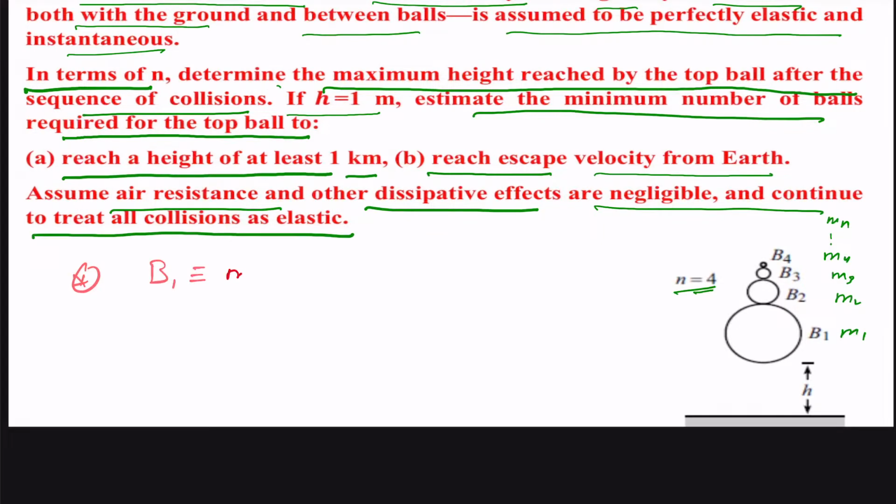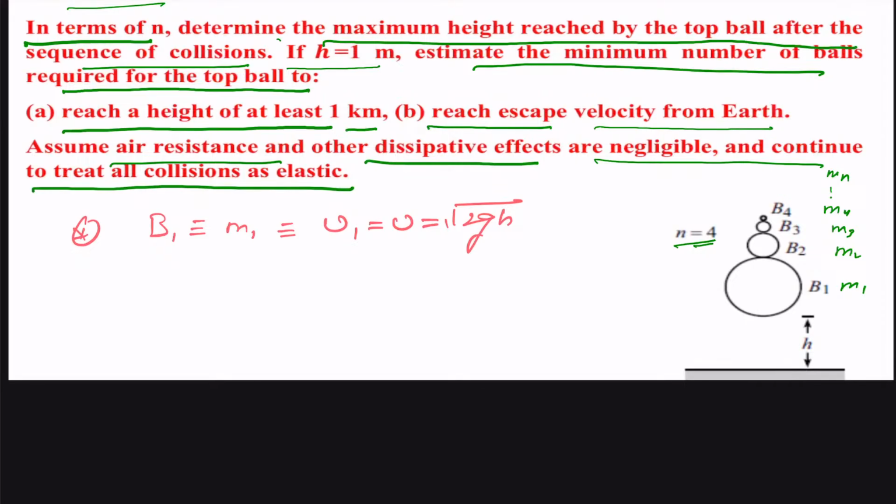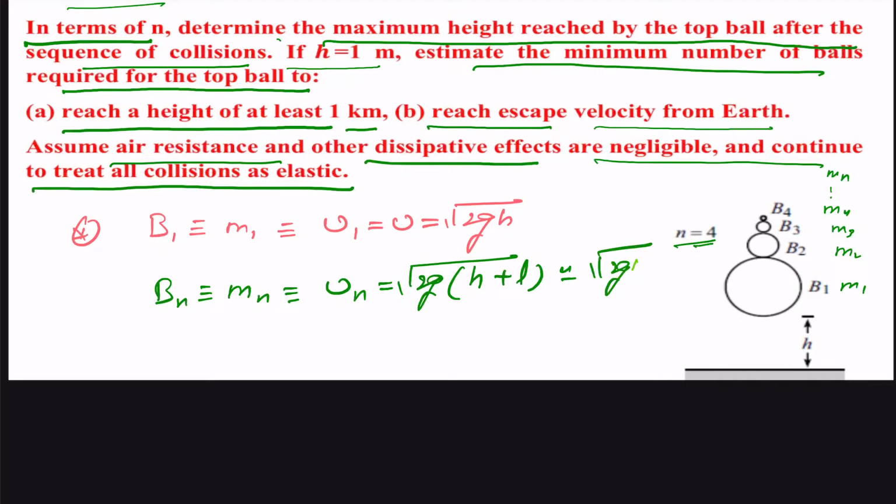We already know that the velocity of B1, whose mass is m1, just before collision, we can say v1 is equal to v, and that is equal to the square root of 2gh. And our top ball, that is bn, its mass is mn. Let us suppose its velocity is vn, and by the same principle it will be the square root of 2(h plus l). In the question it is mentioned that h is very much larger than l. So this can be approximately equal to the square root of 2gh.